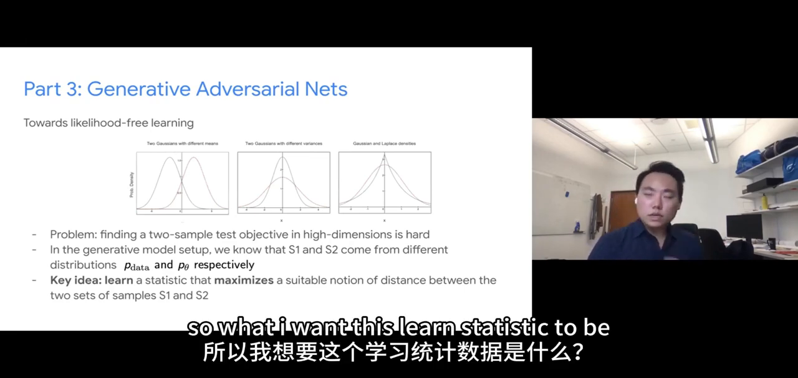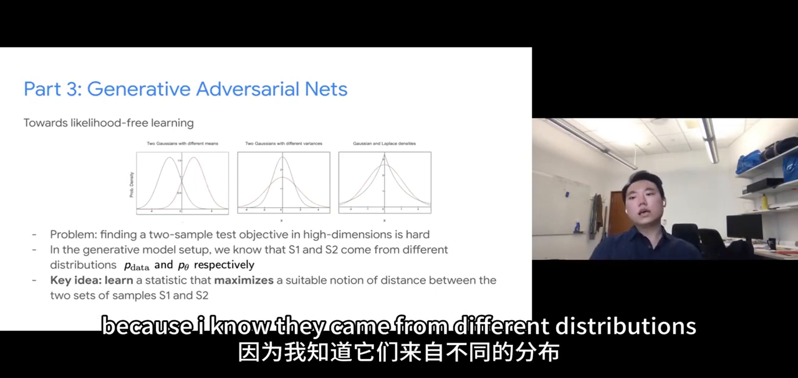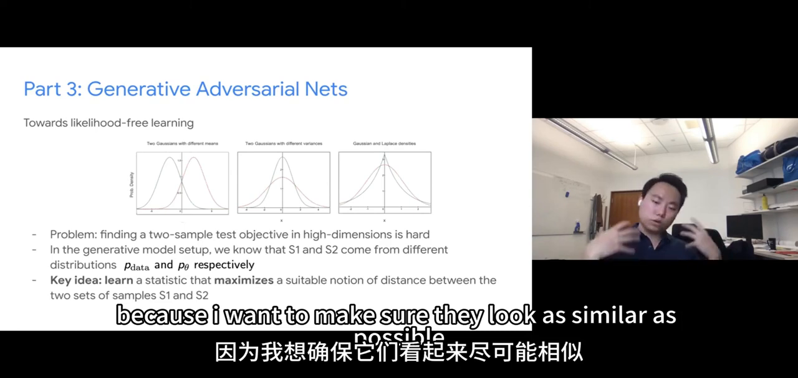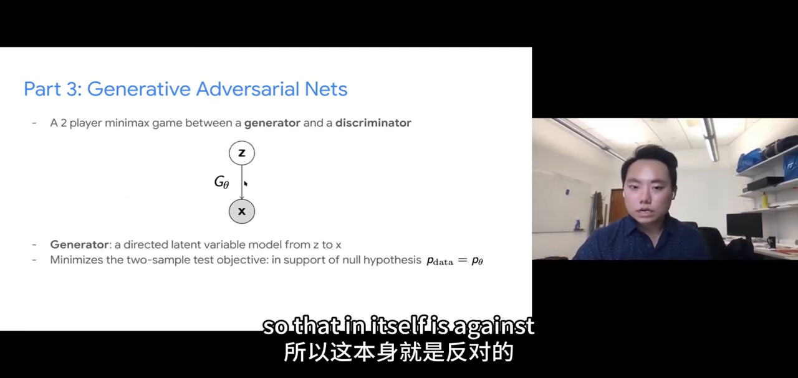What I want this learned statistic to be is that it should maximize the distance between S1 and S2, because I know they came from different distributions. And conversely, my generator should try to minimize the distance between my samples S1 and S2, because I want to make sure they look as similar as possible. So that in itself is our GANs.